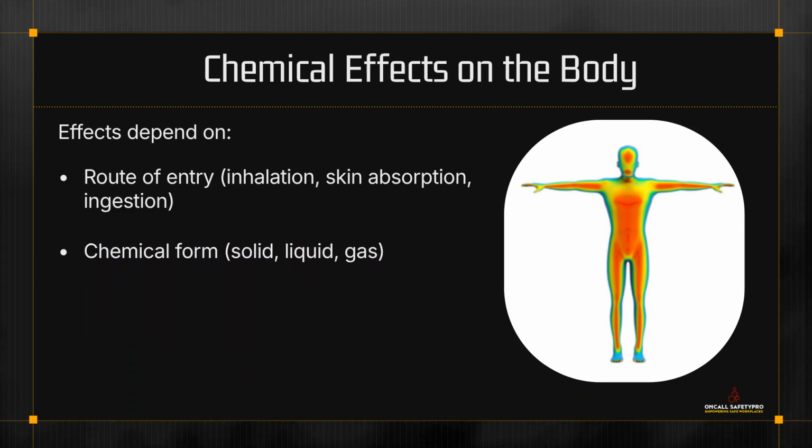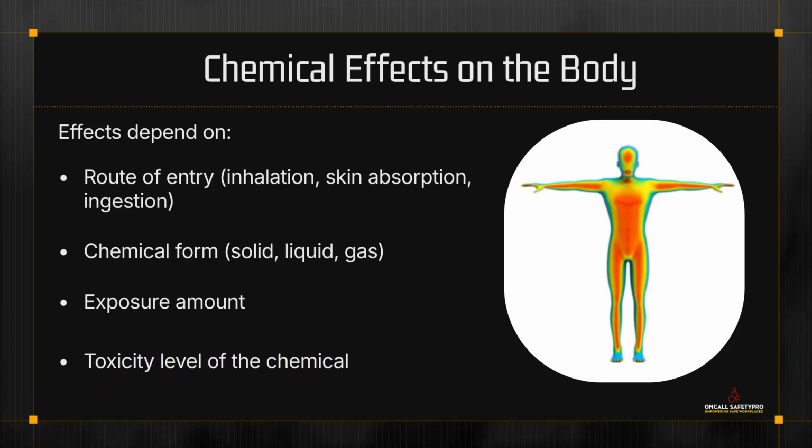2. Chemical form. The form, solid, liquid, or gas affects how the chemical reaches and interacts with the body. 3. Exposure. Both the amount and duration of exposure matter. Even low doses can be harmful over time. 4. Toxicity level. Some chemicals are highly toxic in small doses, while others require more significant exposure to cause harm.